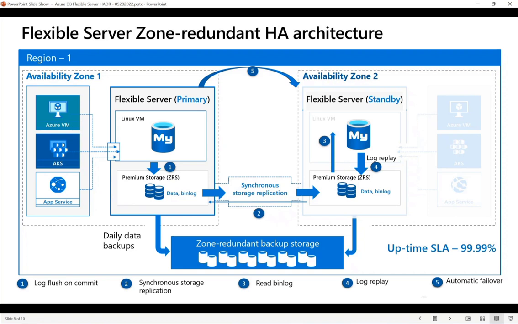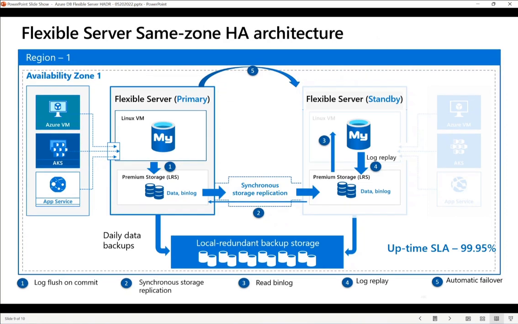So when we do the maintenance, regardless of whether it's a zone redundant HA or same zone HA architecture, we always do the maintenance on the standby instance first. And once maintenance is completed on the standby, then we do the failover and do the maintenance on the old primary instance. So it reduces the overall impact of the maintenance we do on these database instances.